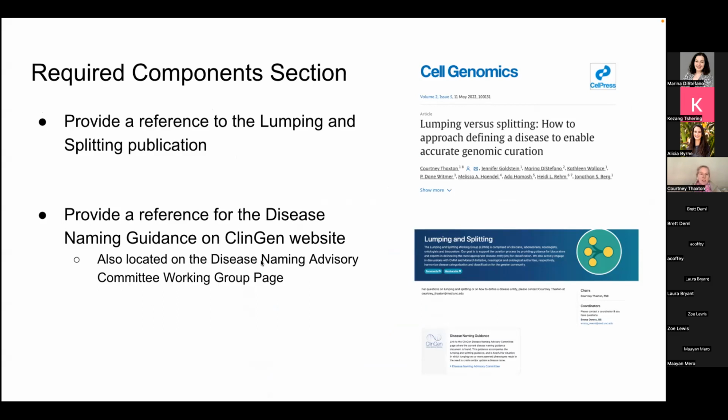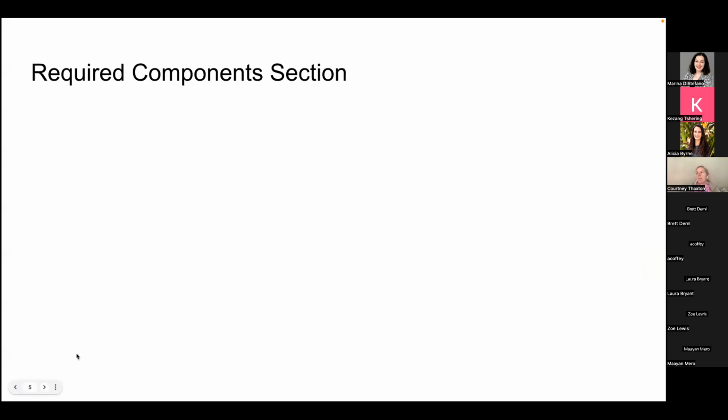I also want to mention that if you all know where the lumping and splitting working group pages are, we have co-links back again to the naming guidance. There's also a separate Disease Naming Advisory Committee under the working group tabs on the ClinGen website. But those should be in the SOP as well, so that they're handy for you if naming comes up in your particular call for your curation.